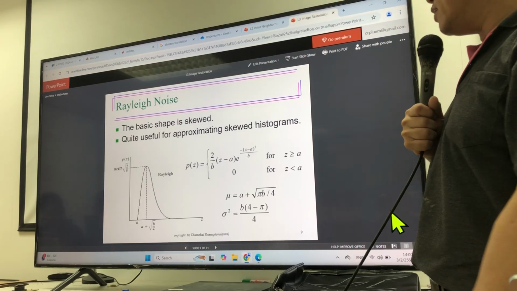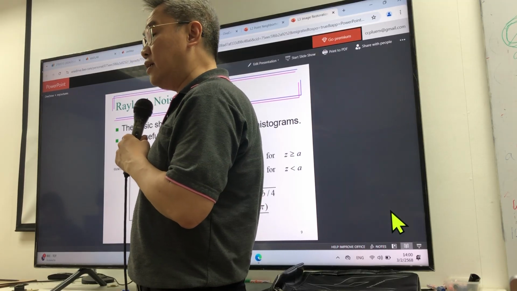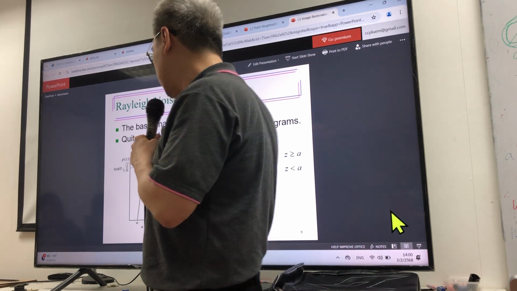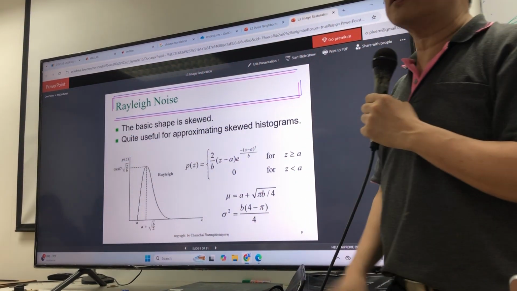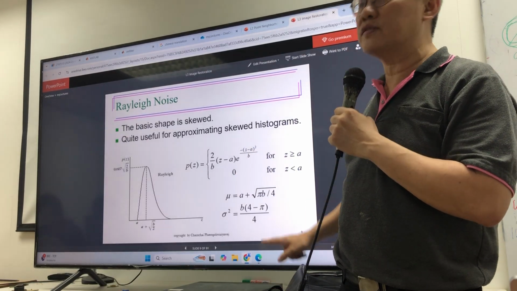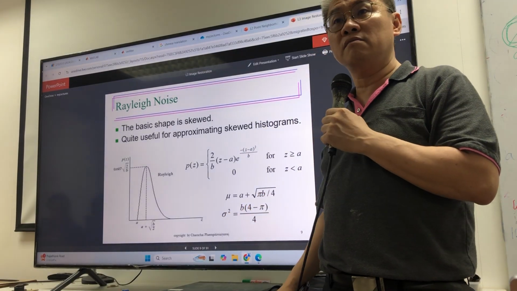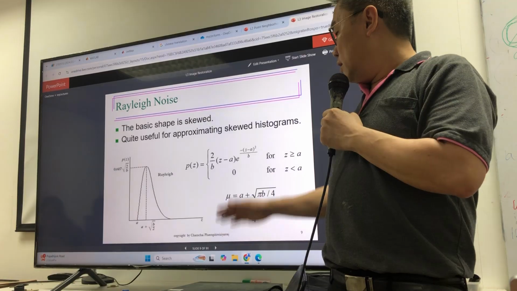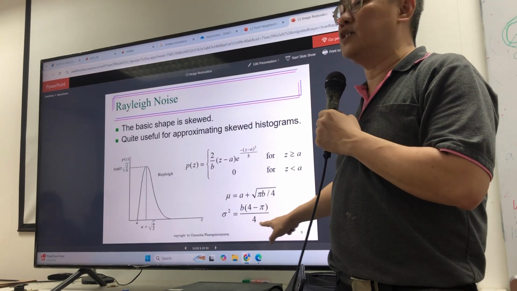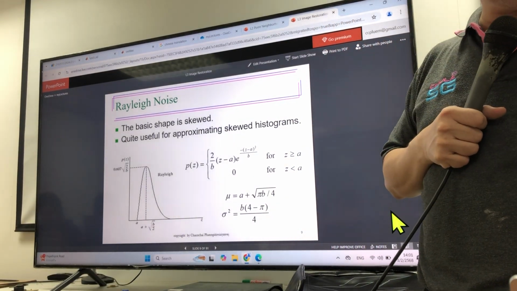Rayleigh noise looks skewed. It's not symmetric. Gaussian noise is symmetric, but Rayleigh noise is not. It also has two parameters, A and B. However, these A and B can be related to mu and sigma squared as well. A lot of times you find mu and sigma squared and then put them into this equation to solve for A and B. Even though it's not linear, you can solve for it.